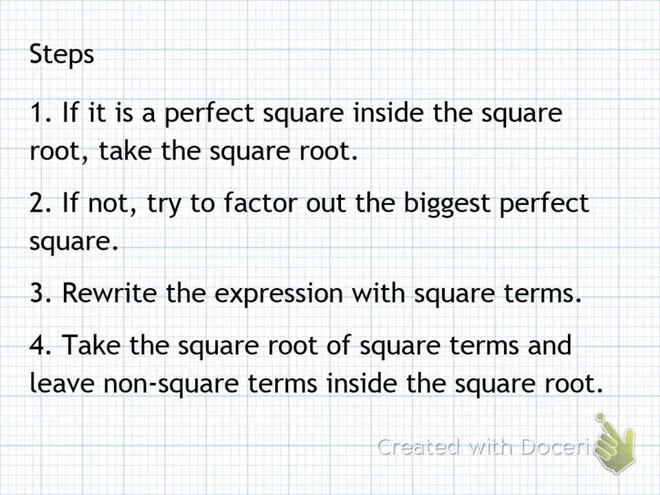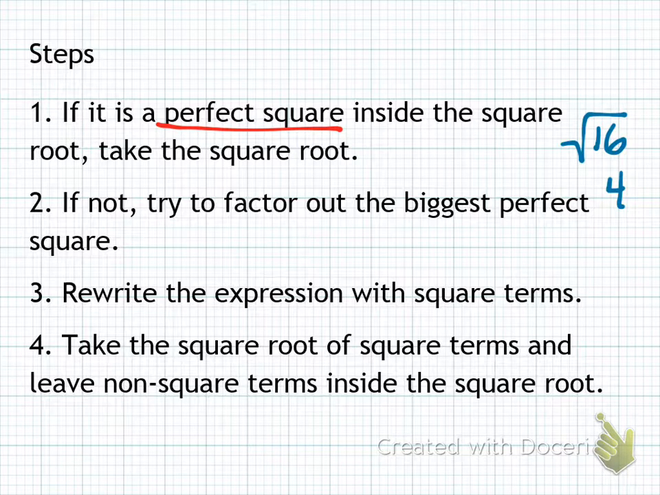Here are the steps. The first thing you're going to do, obviously, if what's inside the square root is already a perfect square, then you just take the square root. So if I have, for example, the square root of 16, I know that that's 4. So I just write my answer.